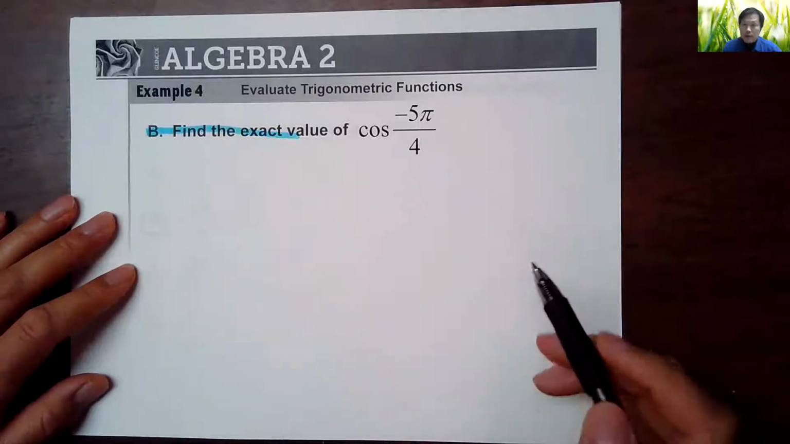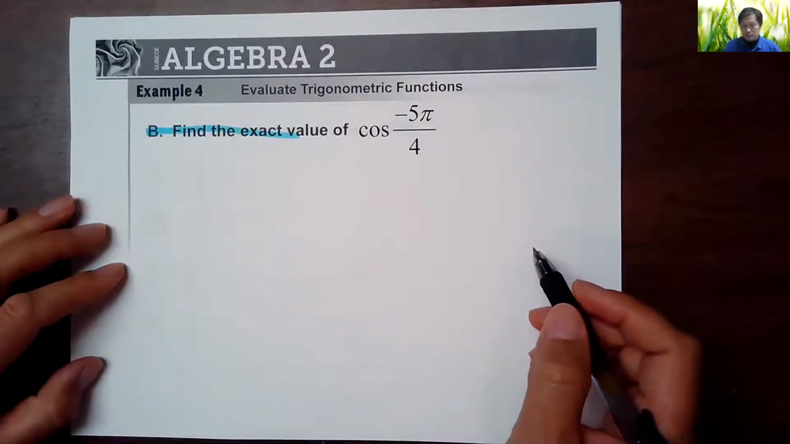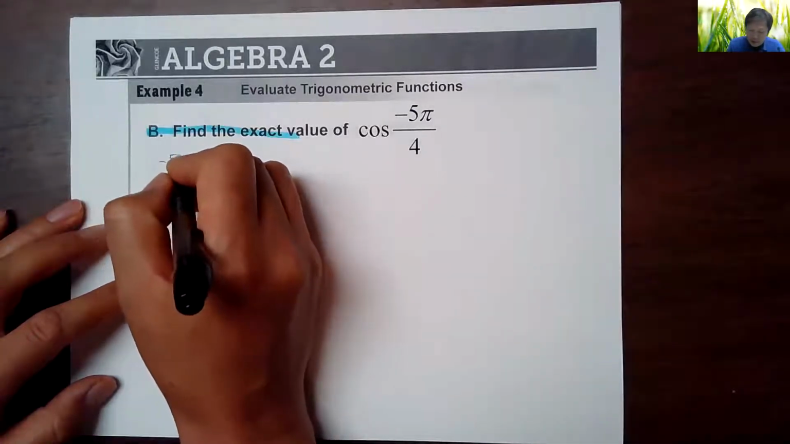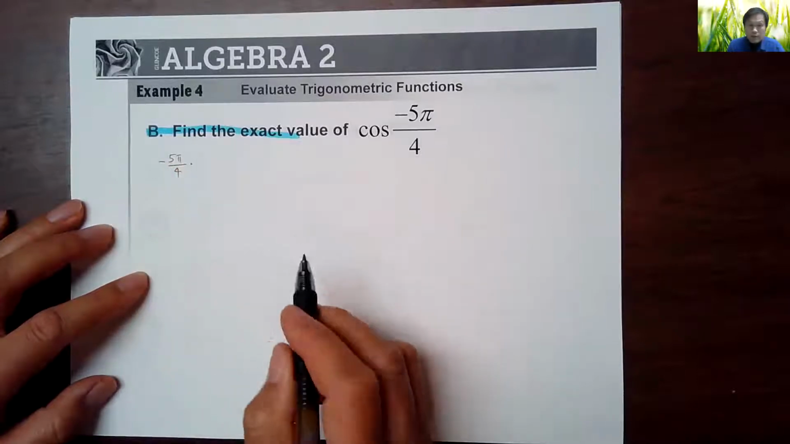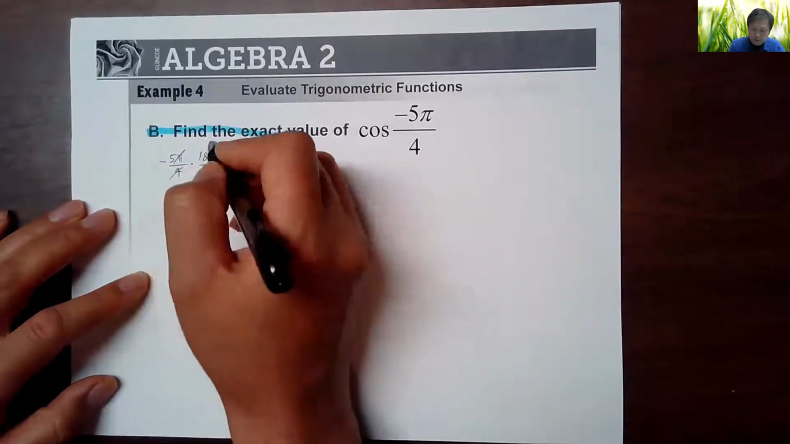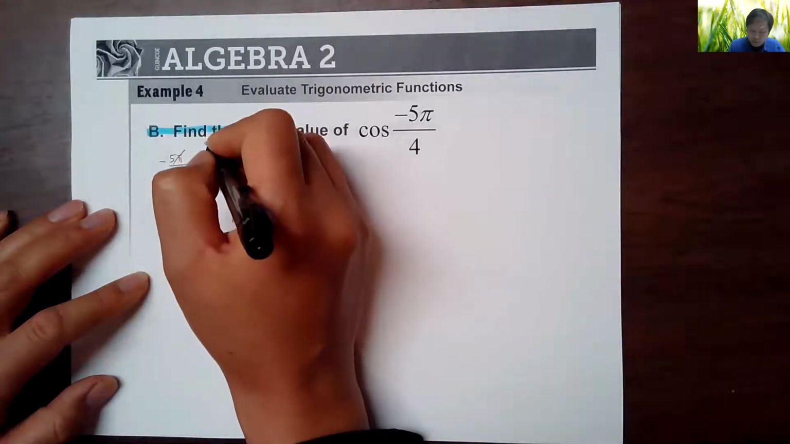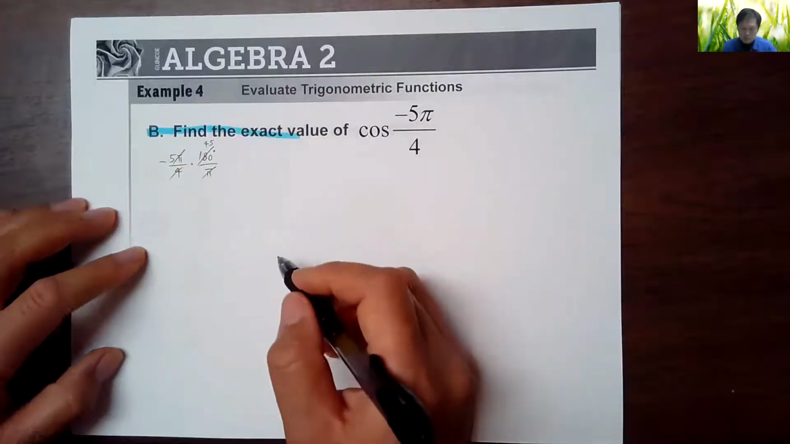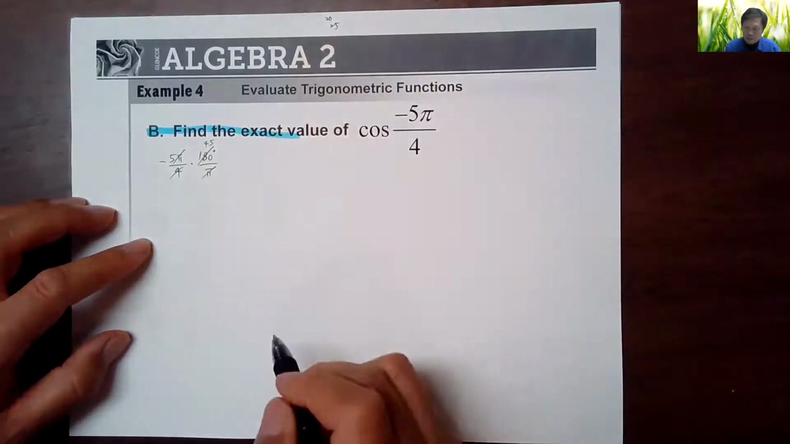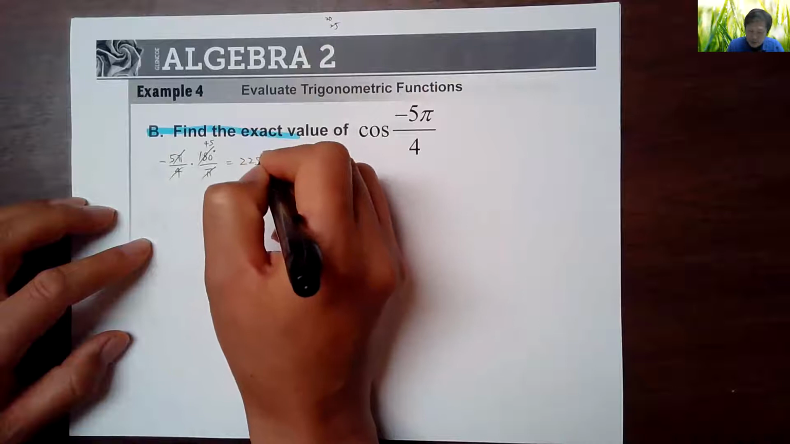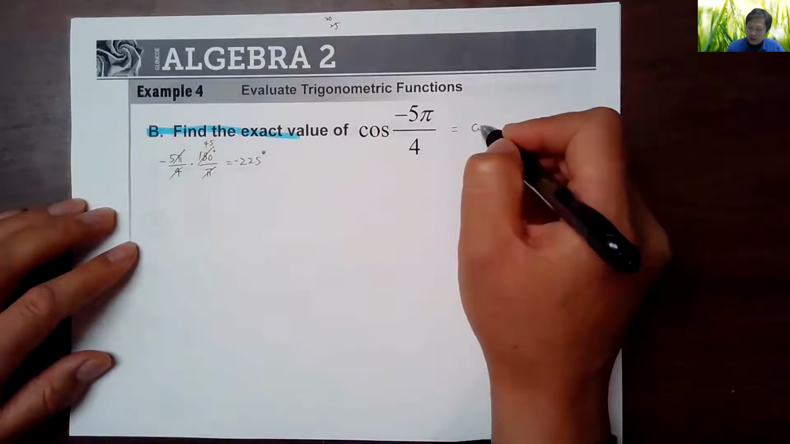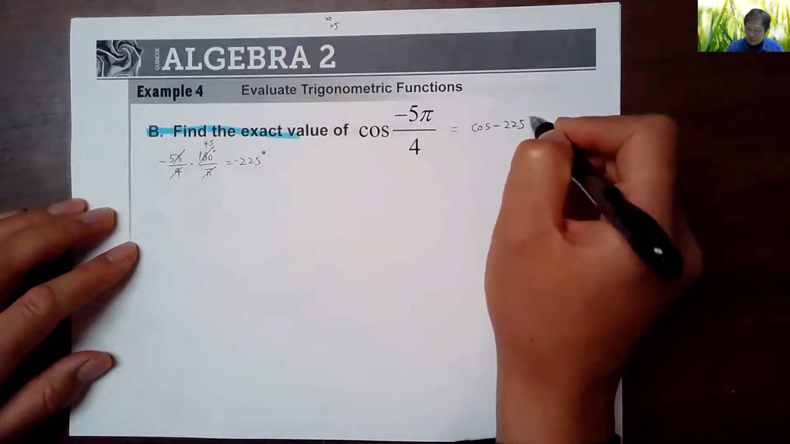Again, the angle is in radians. If you're not familiar with radians, I strongly recommend you convert to degrees. Multiply by 180 degrees over pi. So pi cancels out, and you get 225 degrees. Minus 225 degrees, so this is exactly the same as cosine of minus 225 degrees.